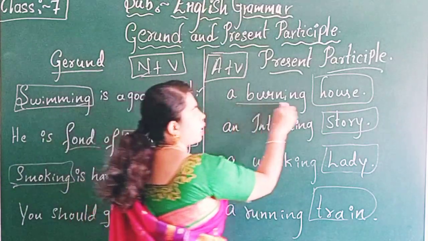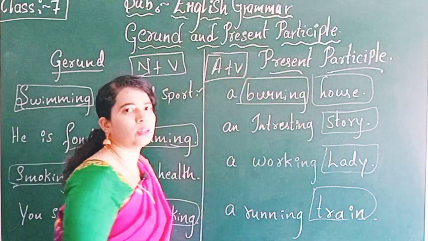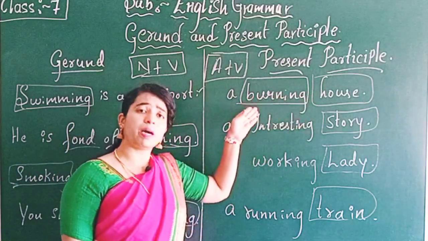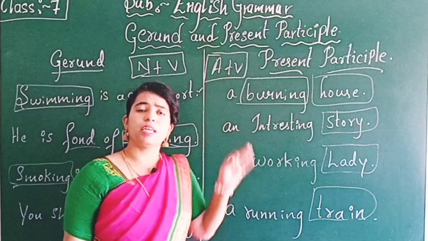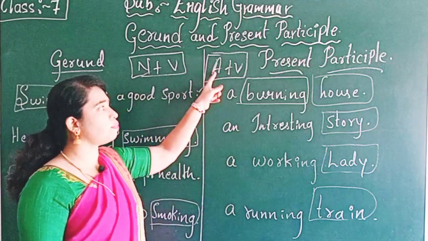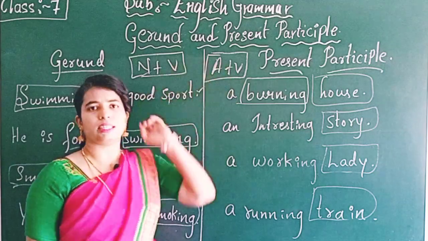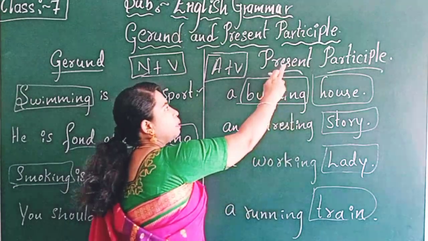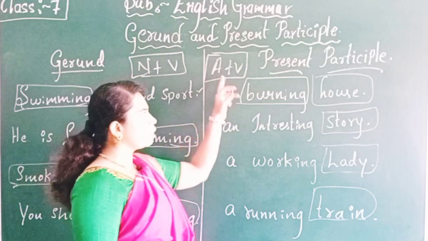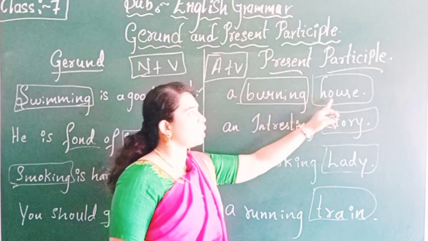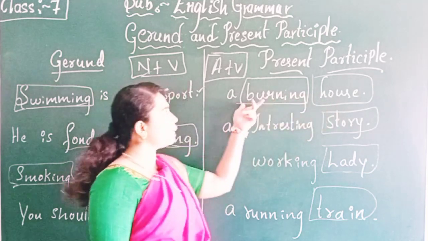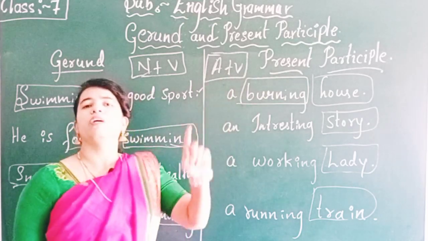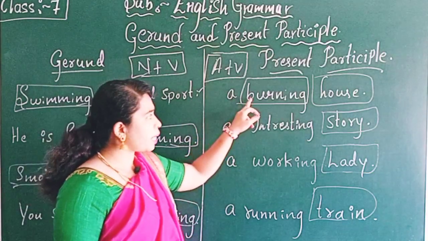So, a burning house. Burning is an adjective. It shows what the house is doing: it is burning. Yes, it qualifies the noun. When an adjective qualifies the noun as well as works as a verb, it is called the present participle. Adjective with the verb, it acts as both.